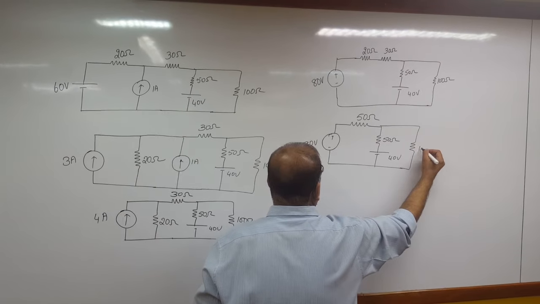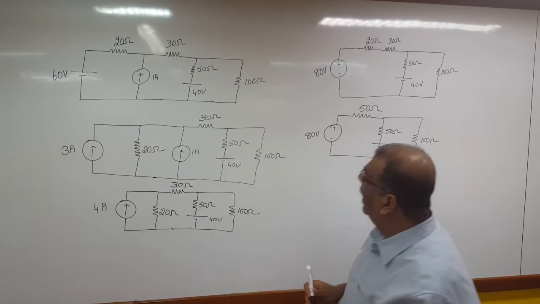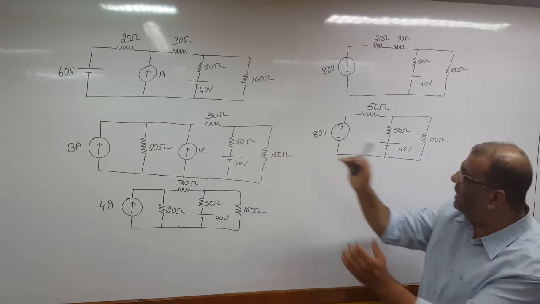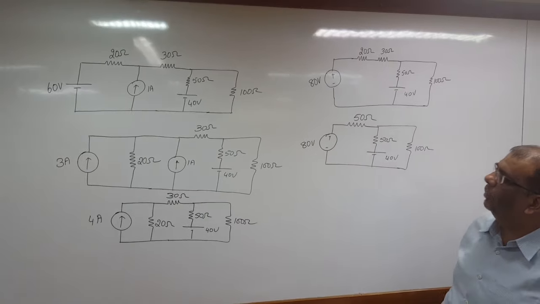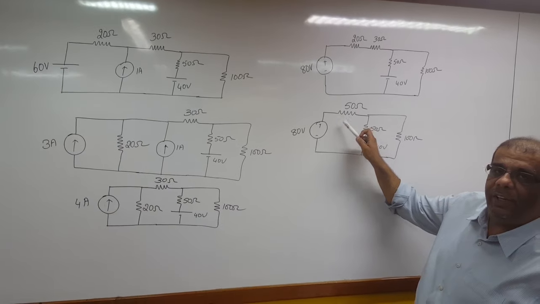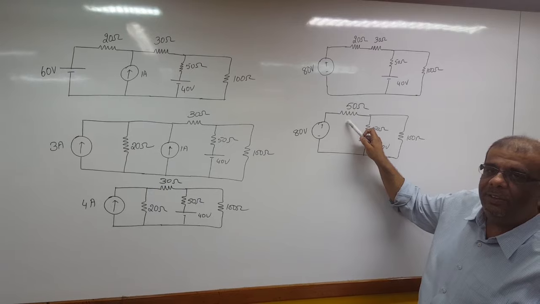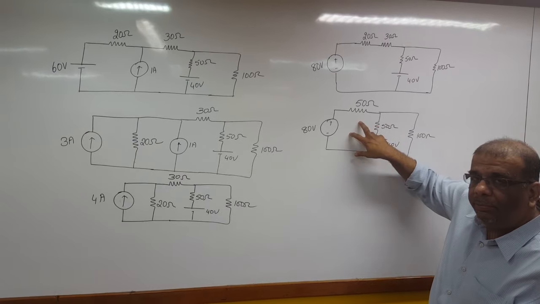And a 100 ohm resistance. We can see such a big circuit is now reduced to just a 2-loop circuit. We can go on further. 80 and 50, you can see they are connected in series. Can I get rid of them?